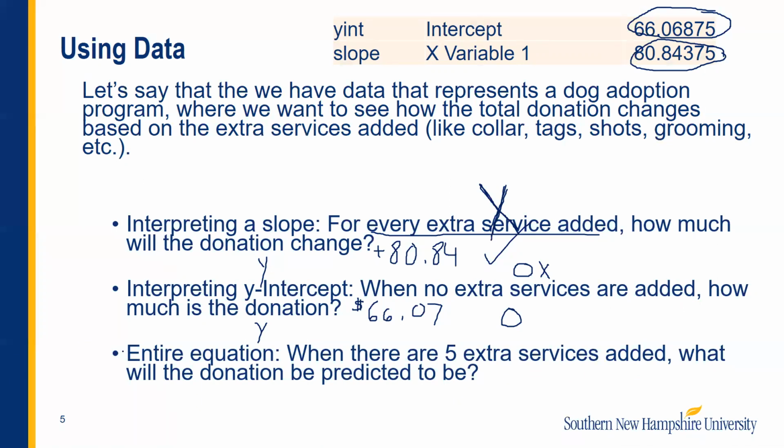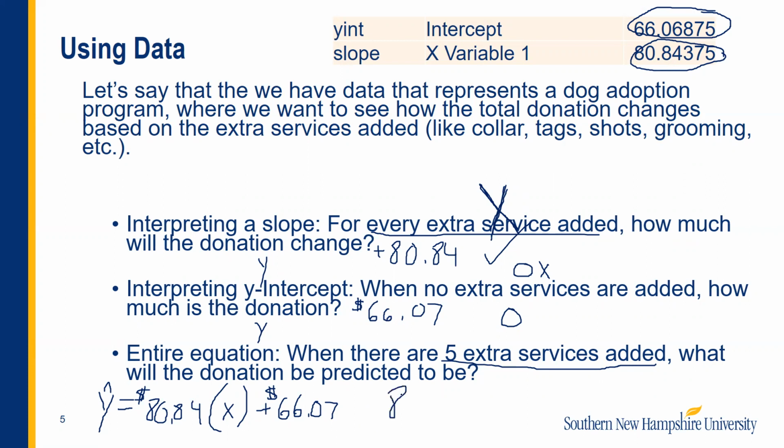And for the entire equation, we can predict Y, the donation, by taking the slope, 80.84, multiplying by a value for extra services, plus the intercept. So this is the equation. So let's try it with 5. If there's 5 extra services, what will the donation be? 5 is just an arbitrary number. We could do 2, we could do 3, and you should try it on your own and see what happens. But we're going to do 5.